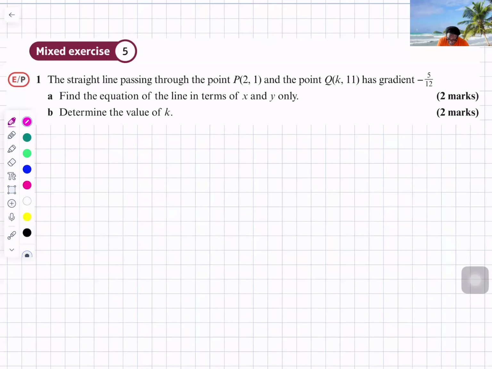So the straight line passes through the point (2, 1) and Q (k, 11), and has gradient minus 5 over 12. Find the equation of the line in terms of x and y only.